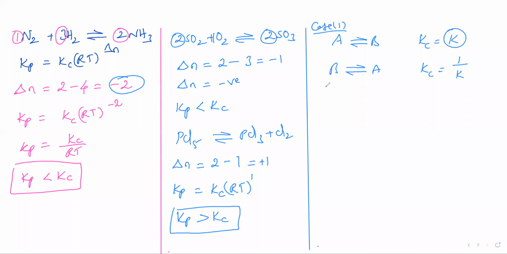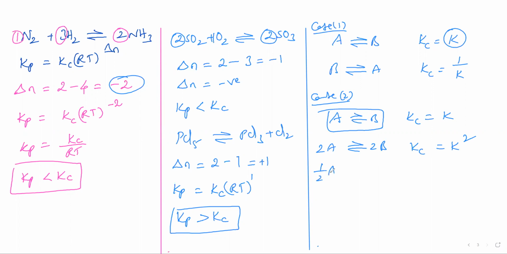This is one point. Next point, case 2. A gives B. Here Kc is equal to K. Then double it: 2A gives 2B. Then Kc becomes K squared. Or if you halve this reaction, that means half A gives half B, then Kc becomes the square root of K.